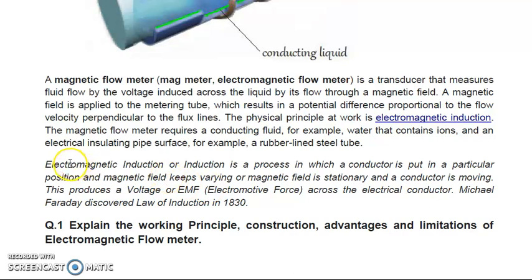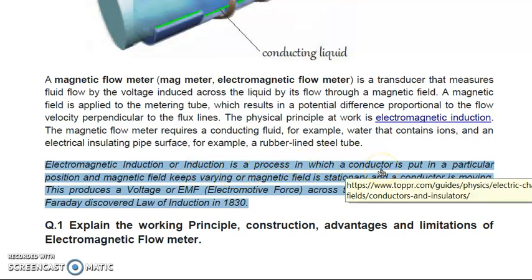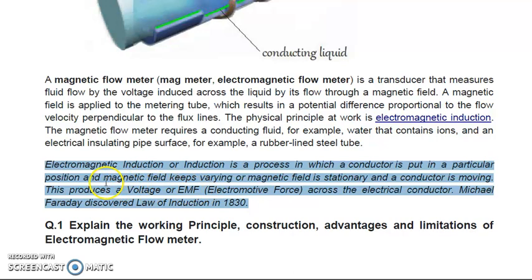what its concept is? The electromagnetic induction is a process in which a conductor is put in a particular position and magnetic field keeps varying. This is the first condition. Electromagnetic induction is a process in which a conductor is put in a particular position, means conductor position is constant and magnetic field is varying. Or the second condition is magnetic field is stationary and conductor is moving.